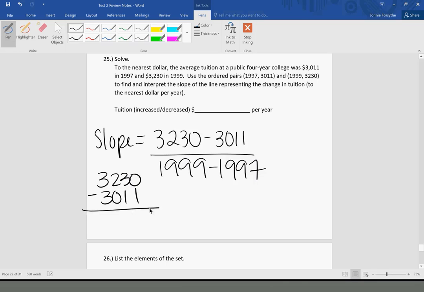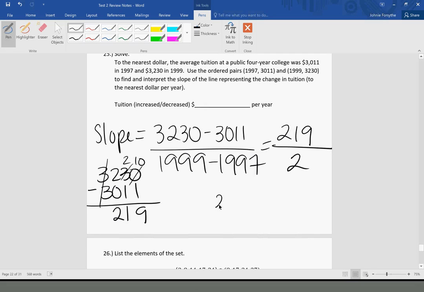So 3,230 minus 3,011, so we need to borrow from the 3 and make that 0 a 10. 10 minus 1 is 9. 2 minus 1 is 1. 2 minus 0 is 2. And then 3 minus 3 cancels out. So we have 219 at the numerator. And then, of course, 1,999 minus 1,997 equals 2. And so now we want to actually divide 219 divided by 2 to figure out how much it increased per year.